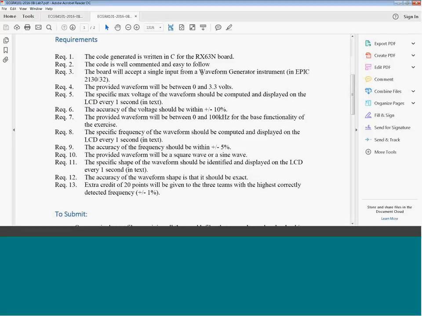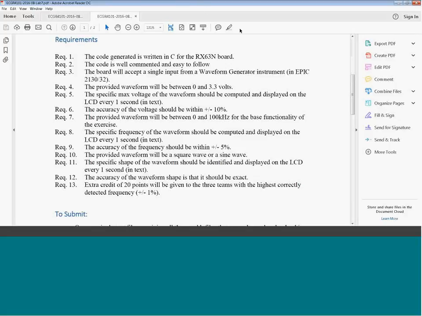The waveform would be between 0 and 3.3 volts. What they measured and reported had to be within 10% of the signal. And we said that the signal is going to be a square wave or a square. The frequency of the waveform had to be identified, and they had to describe the actual shape of the wave as well. The accuracy of the frequency had to be plus or minus 5%.